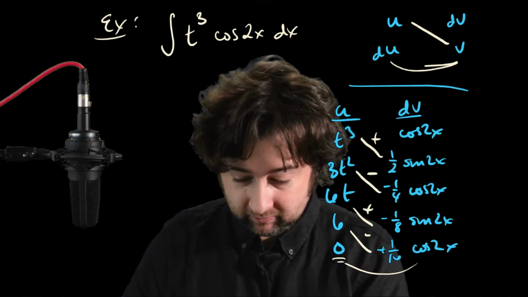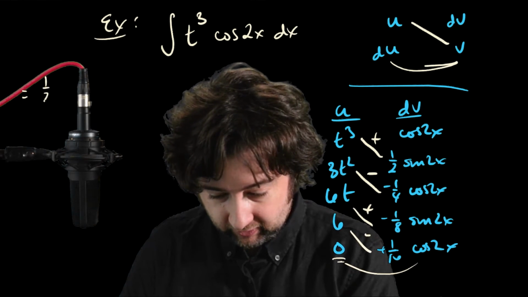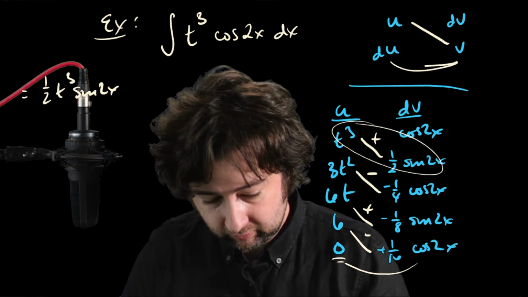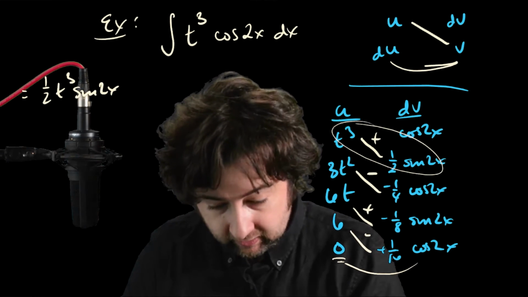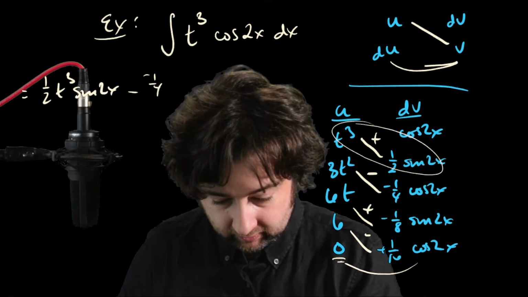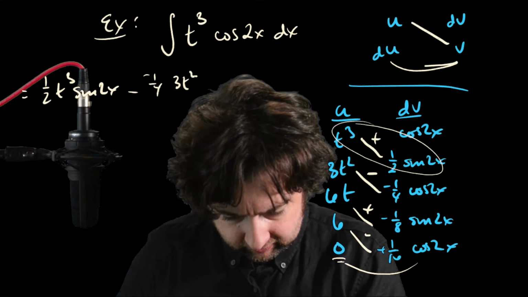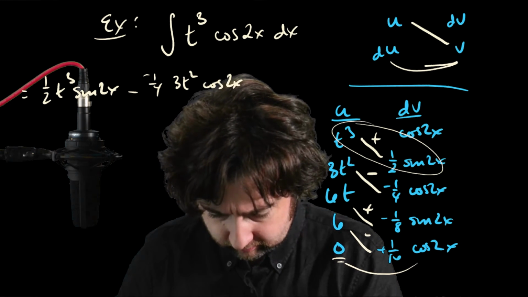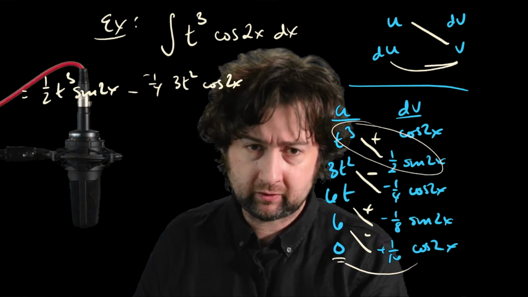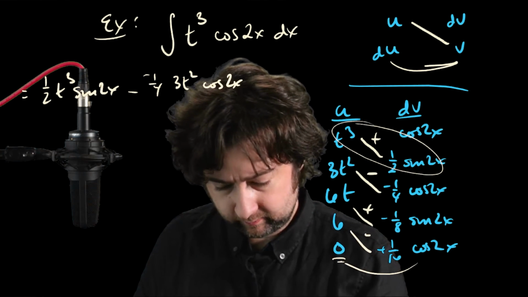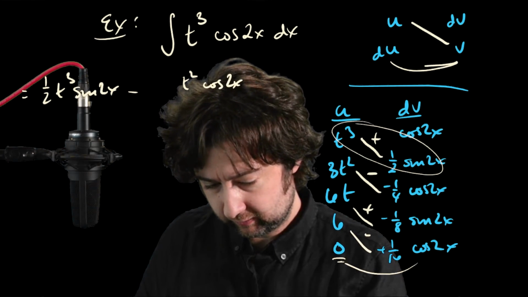So the solution is just 1/2 t to the third sine of 2x. That's these two things multiplied. Minus 1/4 times 3t squared cosine of 2x. So notice here, if we wanted to, we could have simplified these numbers into a single number by writing instead positive 3/4, I think.